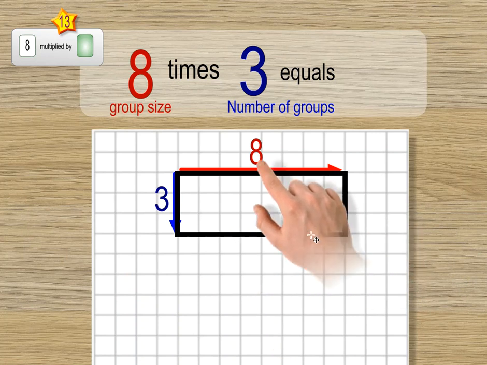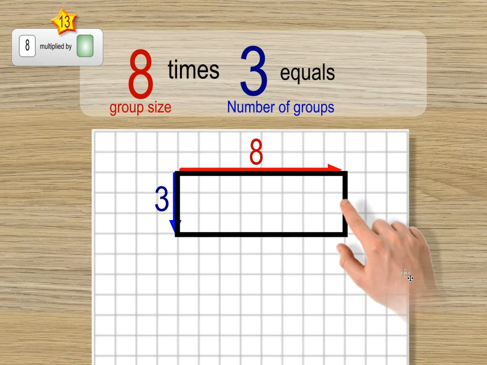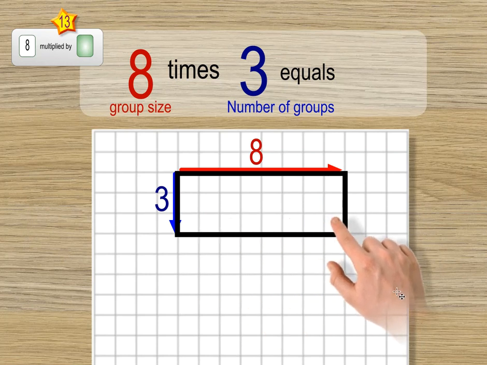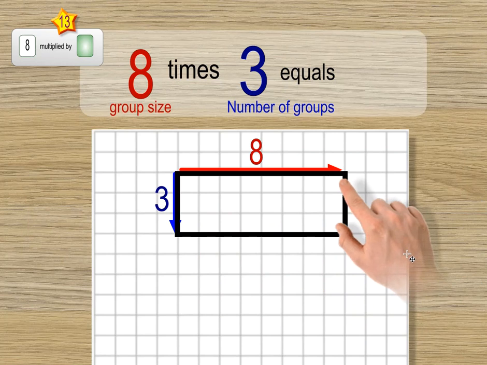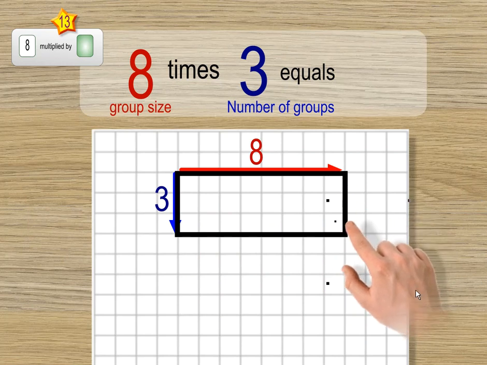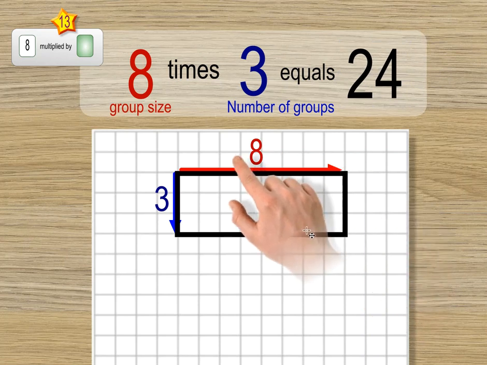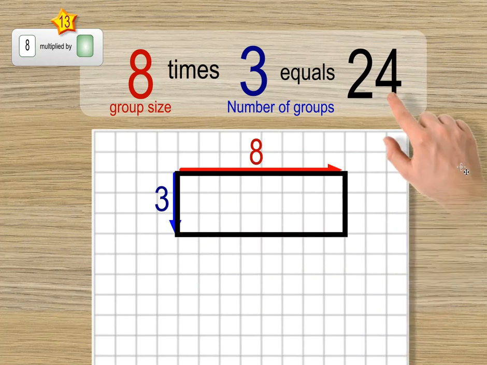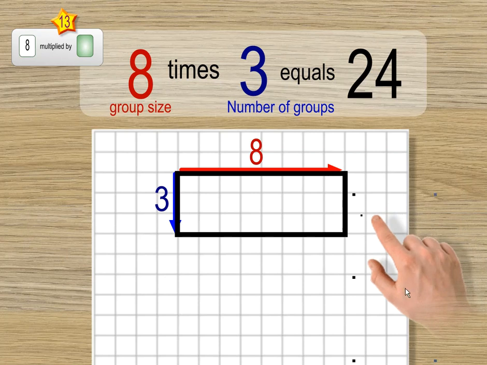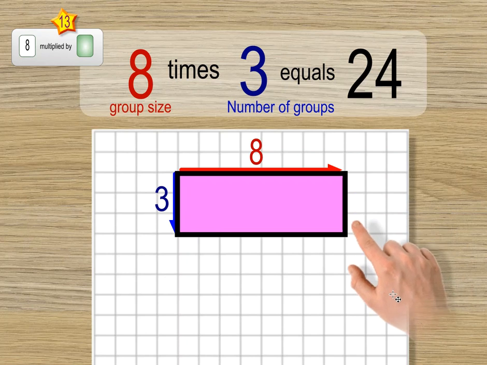A group of 8 squares here, another group of 8 squares there, and another group of 8 squares there. So we have a total, if you added them up, 8, 16, 24. 8 times 3 equals 24. 8 by 3 equals 24. That's your product. It's also how people calculate area. 8 by 3 is 24 squares.